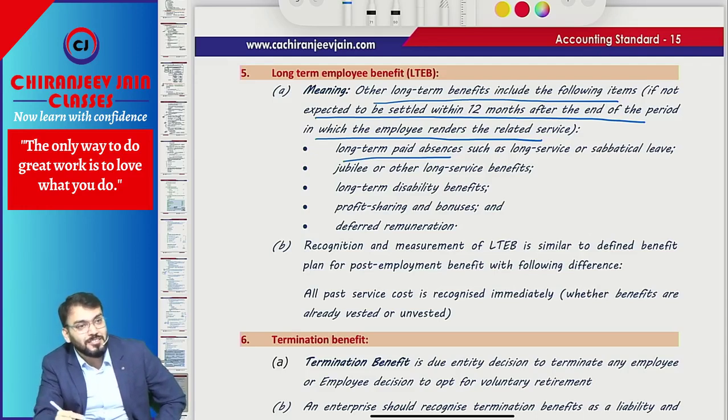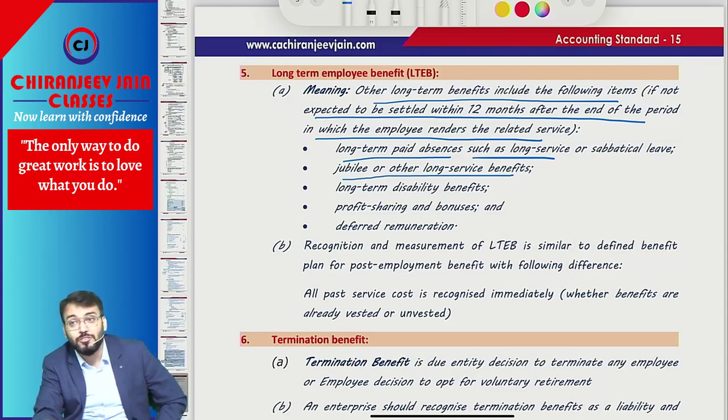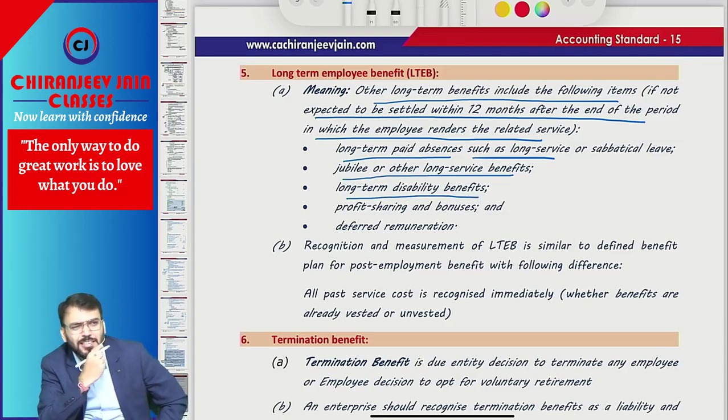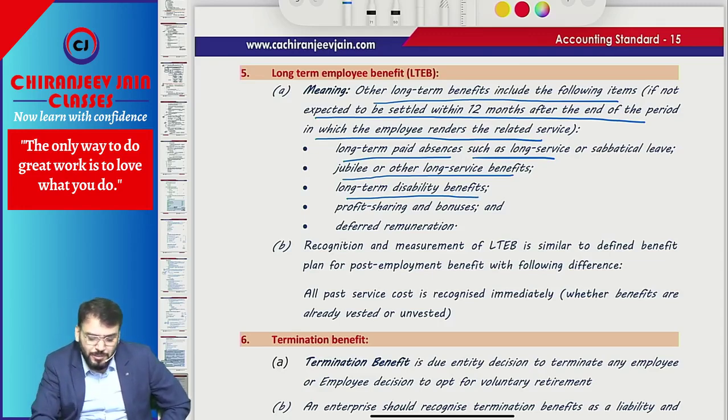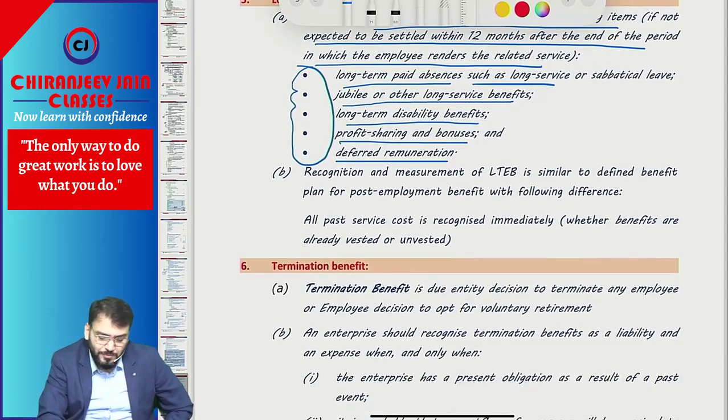Long term, but that is also compensated absence, but long term. Correct. Jubilee or other long term service benefits. Suppose you completed 25 years of service, so they will pay you some amount. Long term disability benefit. So for a disabled person, they pay some amount which are of long term nature. Profit sharing, bonus, deferred remuneration. Correct. Now, just memorize this, not so important.